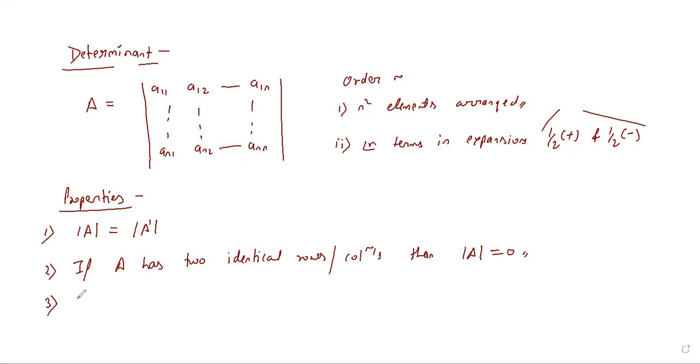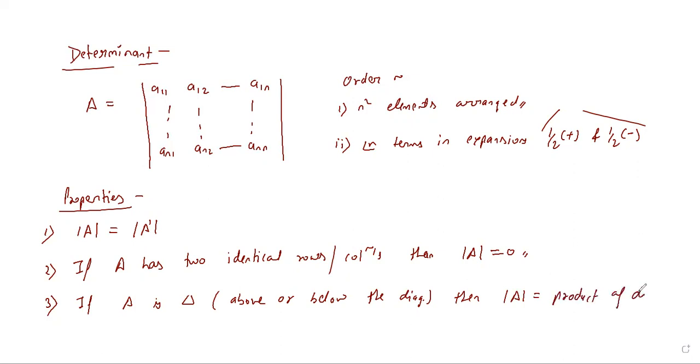And the third property is that if A is a triangular matrix, which is like A has 0 above or below the diagonal, then in this case, the determinant of A is equal to the product of the diagonal elements. Now, the fourth property; let's write it on the next page.